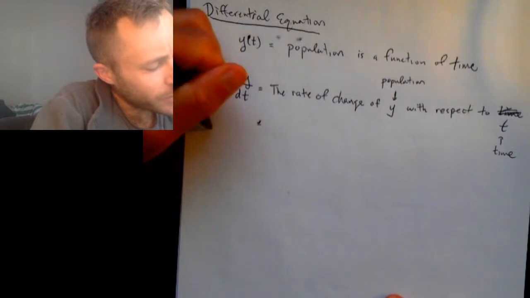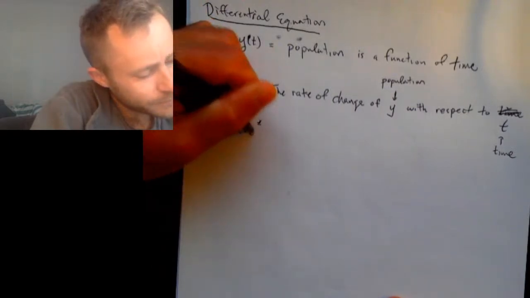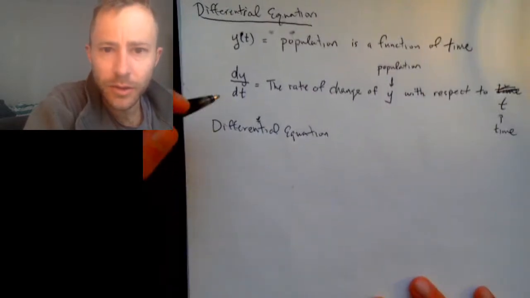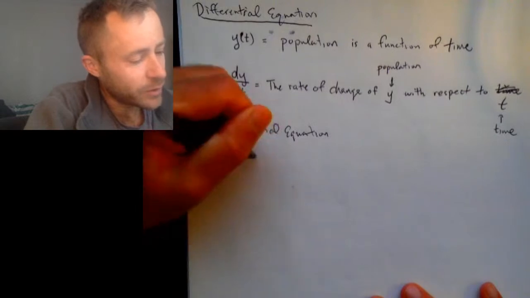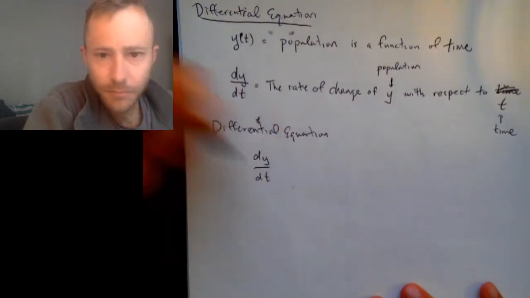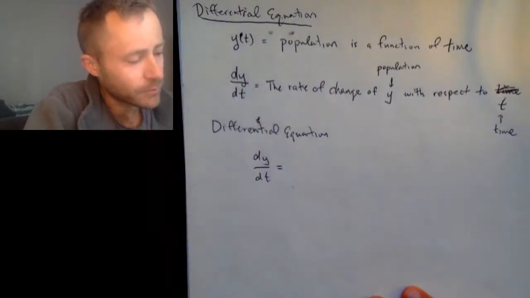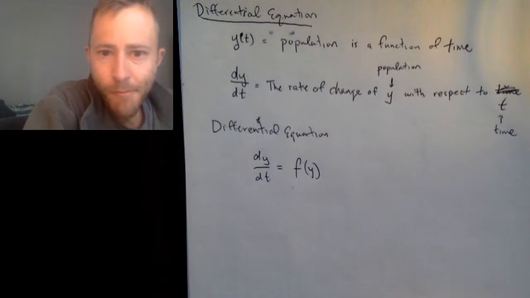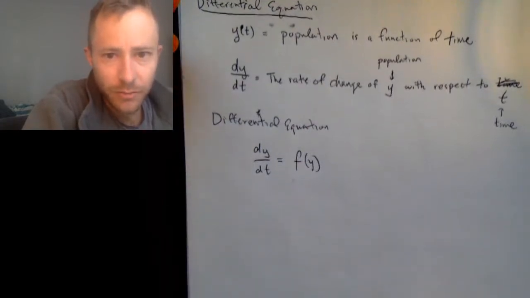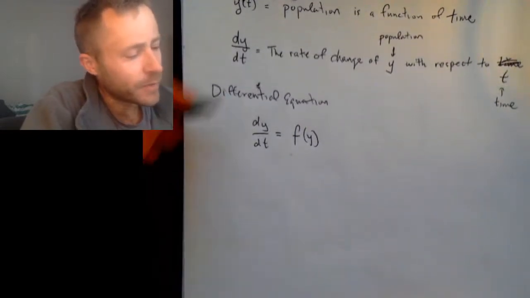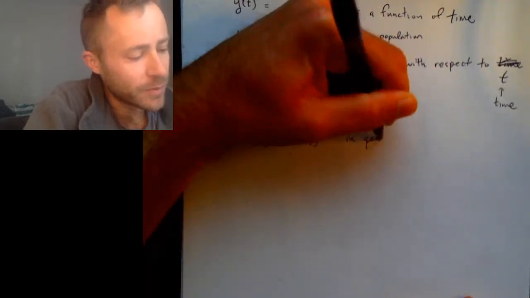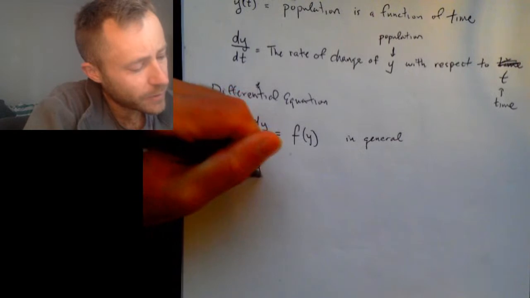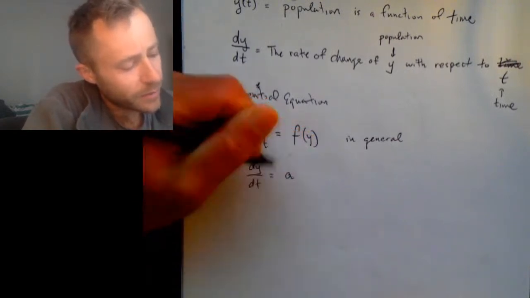So now we can get to what's called a differential equation. A differential equation is an equation of the form dy dt equals a function of y. So that's a basic differential equation. This is in general what a differential equation is. But let's talk about a specific differential equation: dy dt equals a times y.